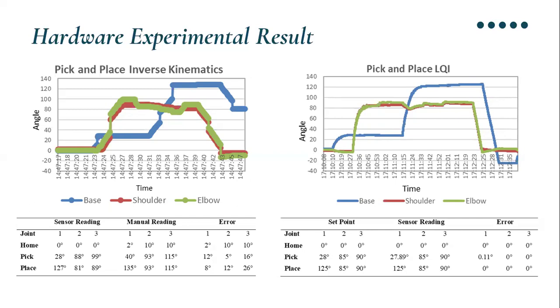We compare inverse kinematics and the LQI controller. Based on the experiment, it can be seen that inverse kinematics has a maximum error of 26 degrees, but the LQI controller has an error of 1.11 degrees. And the signal response of the LQI is better than inverse kinematics. You can see it in the picture.